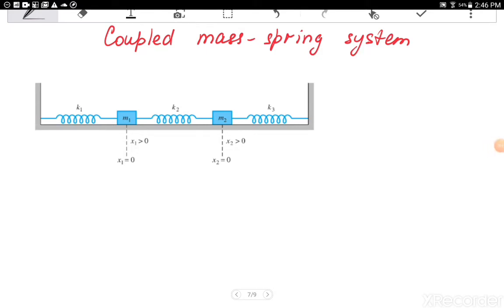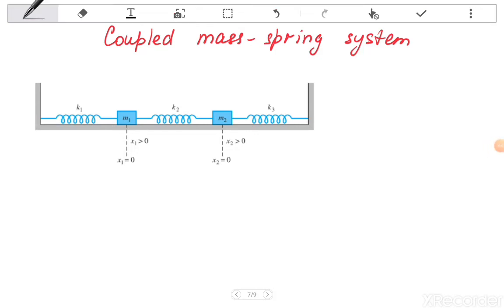Let's consider the following problem from physics. The name of this problem is coupled mass spring system. In this problem, we will get a matrix, we will get a system of differential equations, and the matrix of this system will have complex eigenvalues.